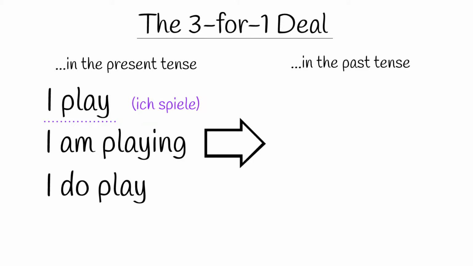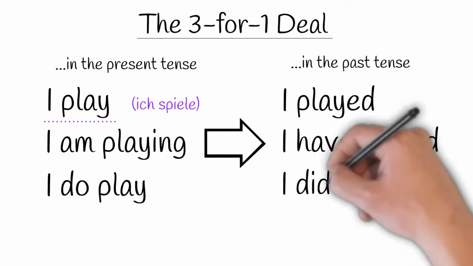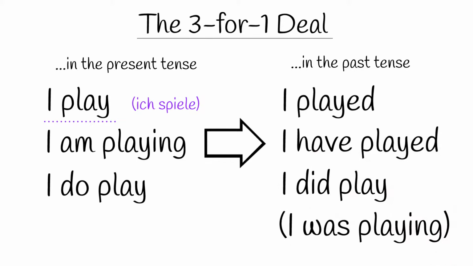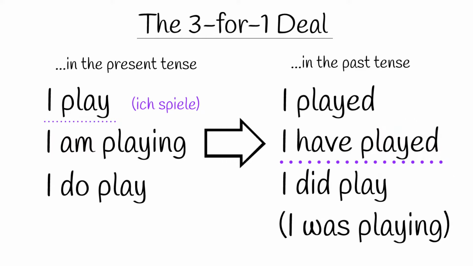We have a similar situation in the past tense. In English, we have so many different ways of expressing action in the past. We could say, I played, I have played, I did play, or even I was playing. But in German, we have one main way of expressing what has happened in the past, and that is this second option, I have played. Ich habe gespielt.